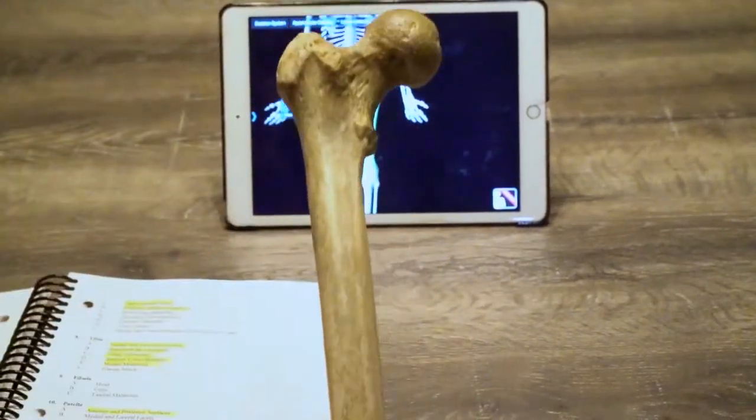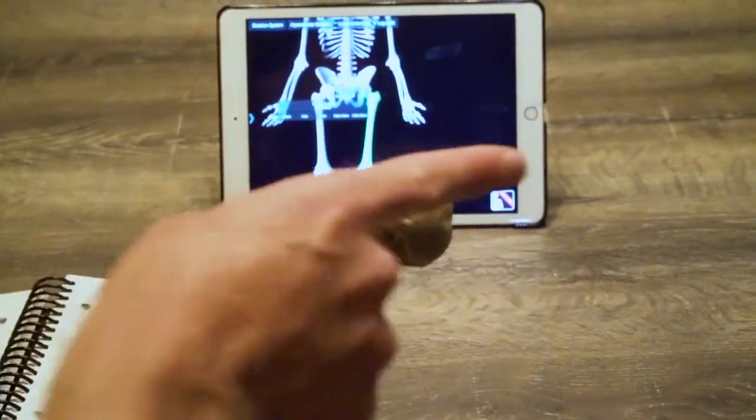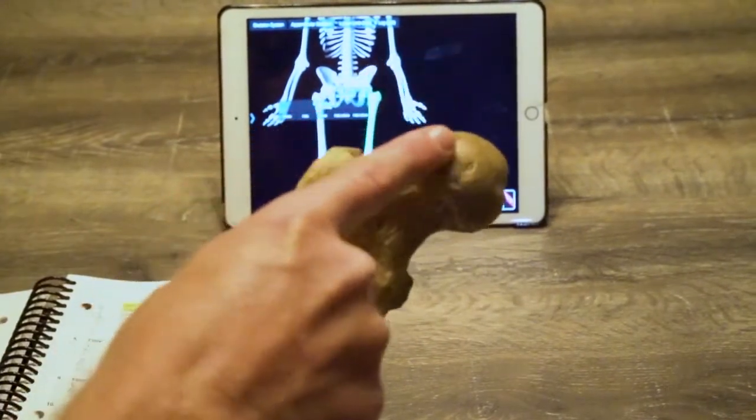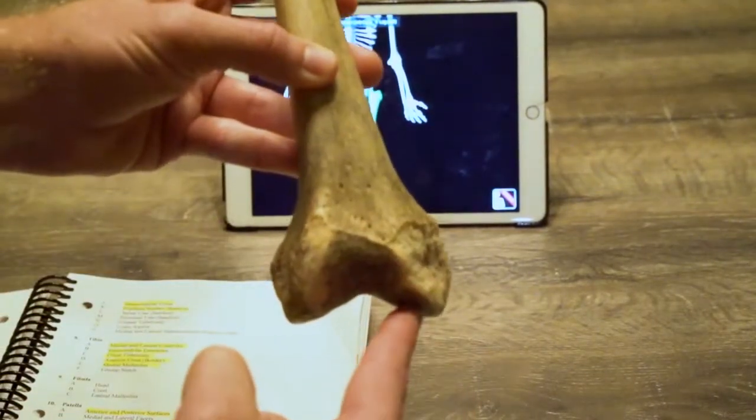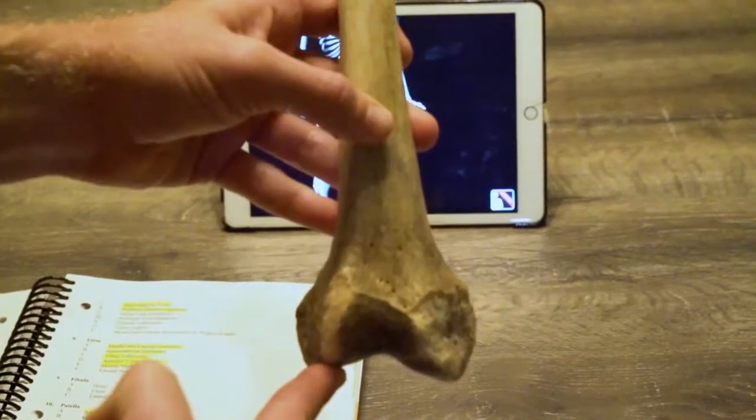Because if I come all the way back up here, it's on the same side as the head, which is facing medial because it needs to go into that acetabulum, right? So this is the medial side, meaning this is the medial side. This is your medial condyle, while this is your lateral condyle.